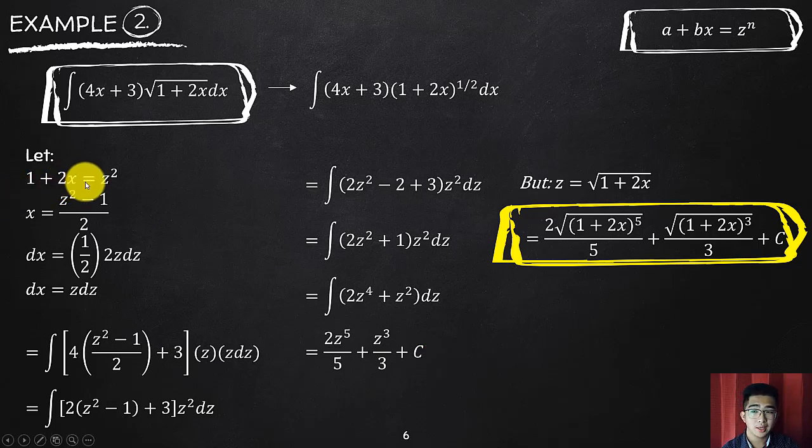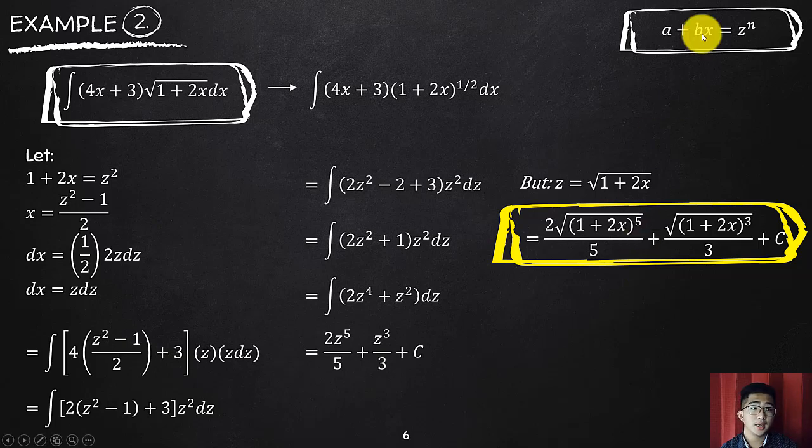If 1 plus 2x is equal to z squared, if you take the square root of both sides, we can say that z is the square root of 1 plus 2x. And substituting this expression to z here, we get our final answer as this one. As always, with substitution, the final answer must always be in terms of the original variable of the problem.